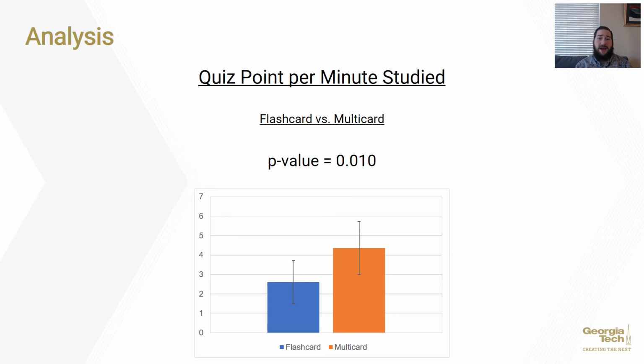In addition to the average score, I also looked at quiz point per minute studied. This is essentially the average number of points a user gained per minute studied. Using this value, there's a large difference between the flashcard group and the multicard group, suggesting that the multicard group was more efficient in studying. Unfortunately, the p-value for this still did not come out significant, but it was the lowest p-value from the experiment.